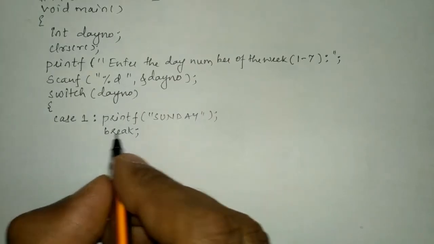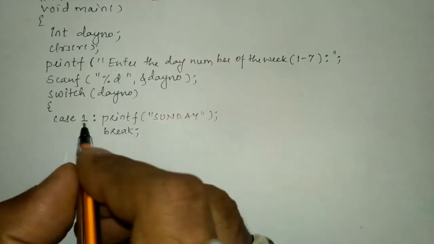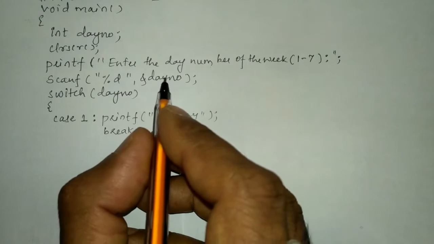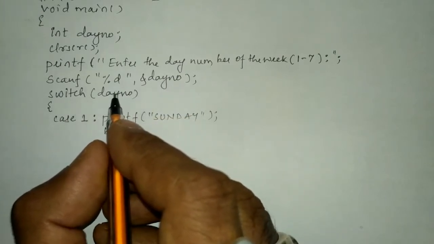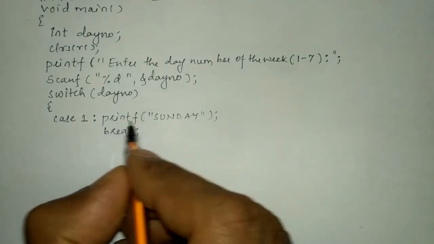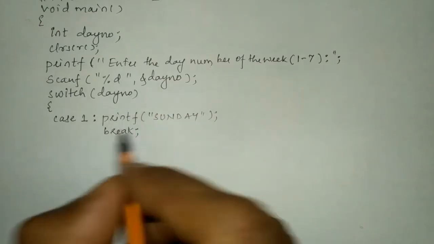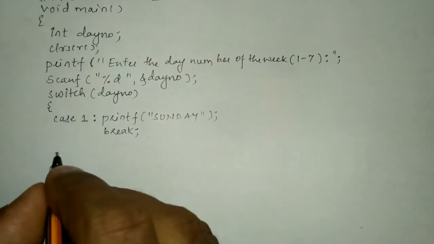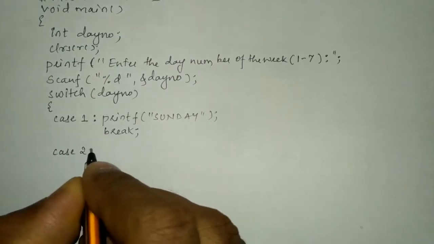Break is to be written in lowercase letter because it is a keyword, and whenever the user presses 1, that will be stored in day number, and here in a switch if the day number is 1, then the case label 1 will get executed, so that is it is going to print Sunday. Similarly, if it is 2, then Monday, and 3, Tuesday, and so on. So here we are going to write all the possible 7 cases.